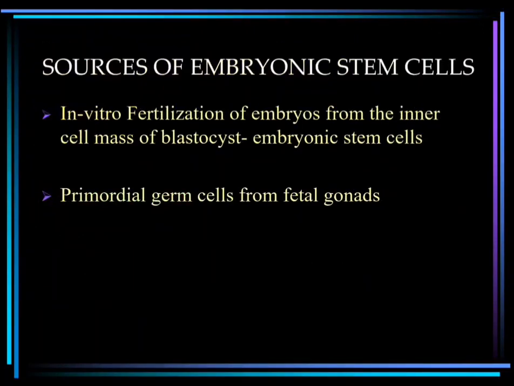Now, where do you get these embryonic stem cells? The issue started: where do you get them? From in vitro fertilization, embryonic stem cells are obtained from the inner cell mass of the blastocyst. Then again, you would get them from the primordial germ cells from the fetal gonads too.